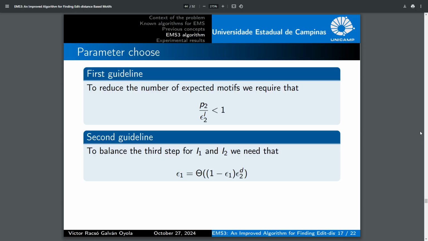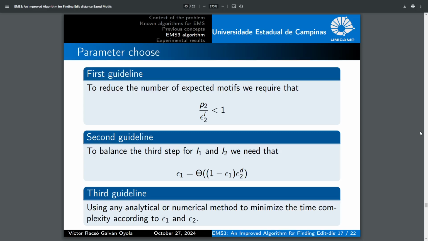The second guideline is based on balancing the third step, as I said, and we can analyze the time complexity of the EMS2 on both sides, on I1 and I2, and we're going to deduce that epsilon 1 should be theta of 1 minus epsilon 1 times epsilon 2 to the power of d. And the third guideline is going to be using any analytical or numerical method to minimize the time complexity, according to epsilon 1 and epsilon 2. The three guidelines are valid and would be interesting to play with, but in the paper of the EMS3 they don't actually play that much.